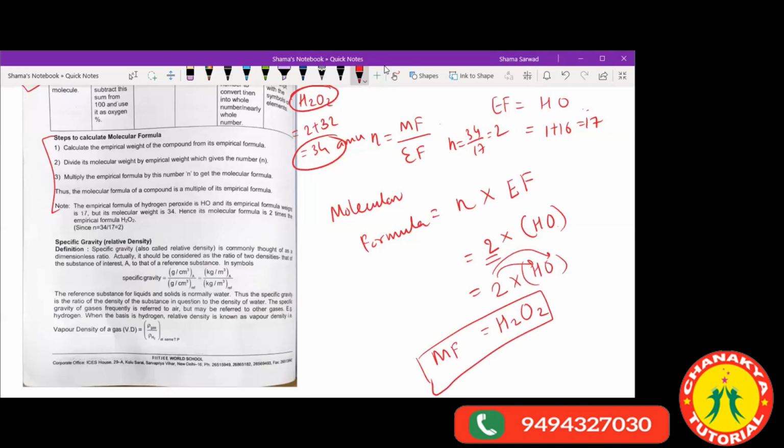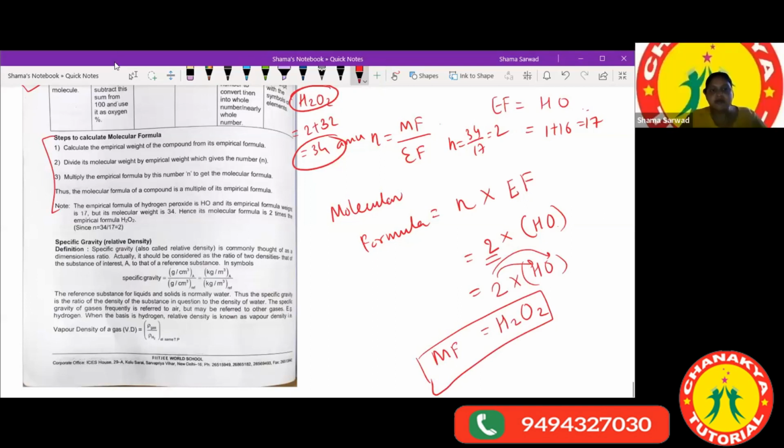Clear? Yes, ma'am. Please write down these steps, and we are going to solve a number of problems on this concept by tomorrow, and a few I will post in the test as well, with the empirical formula and the molecular formula. Okay? Yes, ma'am.